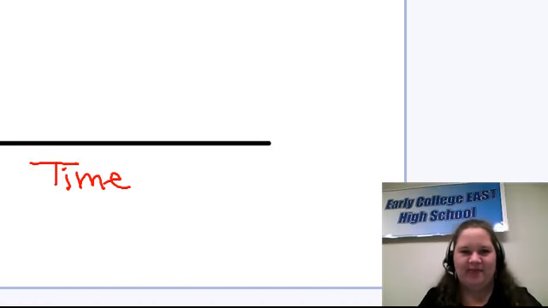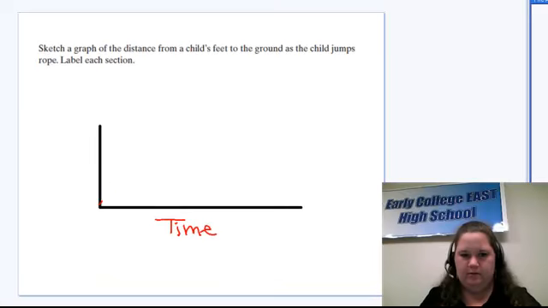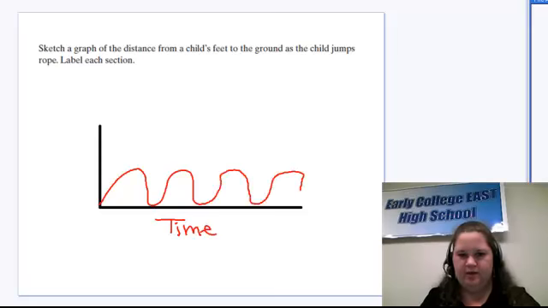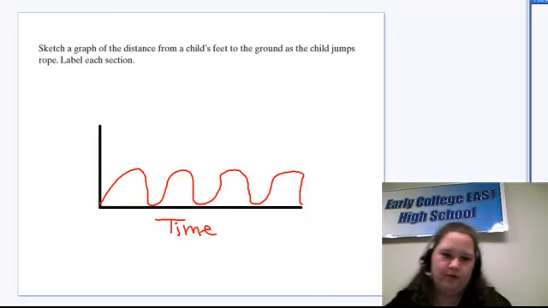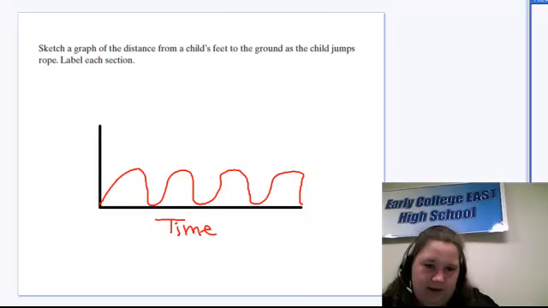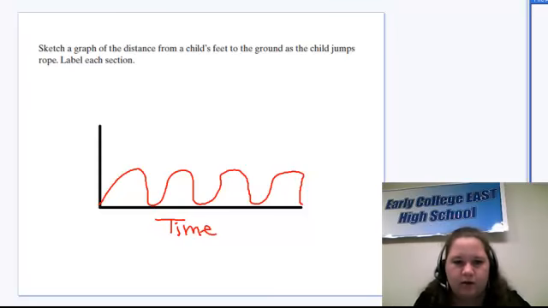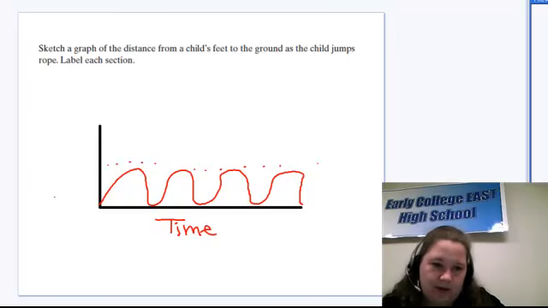Alright, anyway. So it's sketch a graph of the distance from a child's feet to the ground as it jumps rope. Label each section. So I'm going to come up here. I'm going to jump and land, and jump and land, and jump and land, and jump and land. Not the prettiest of loops, I promise you, but I tried. Now, what do you think this line is? That's the height that that person got.